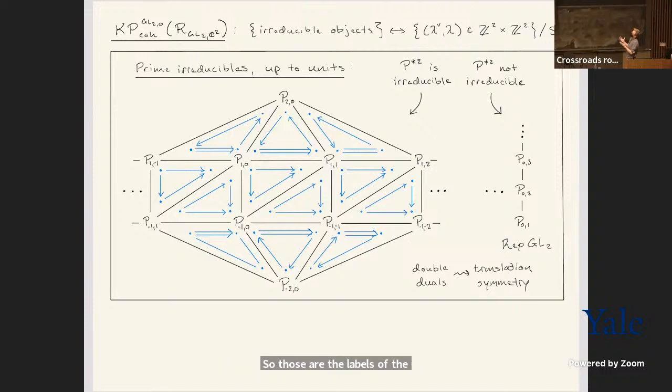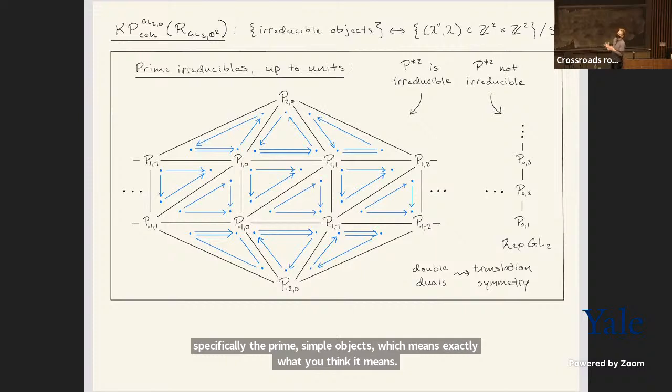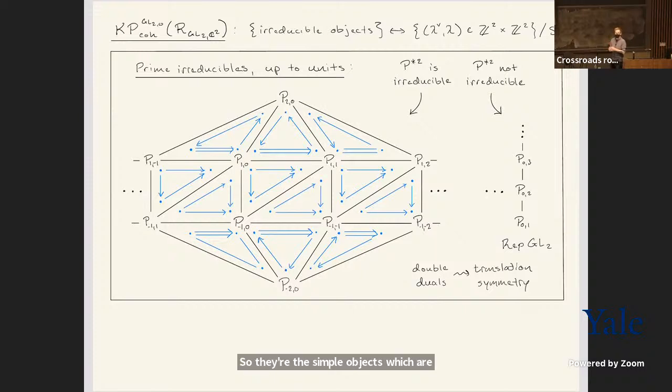And then what is depicted in this picture are more specifically the prime simple objects, which means exactly what you think it means. They're the simple objects which are not units. They don't have a monoidal inverse. And they can't be written as a product of other simple objects unless one of those is a unit as well. So we have this class of prime simple objects.